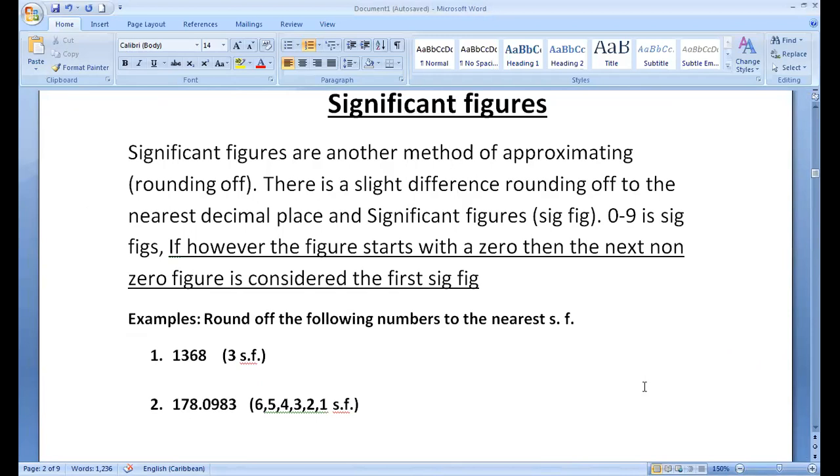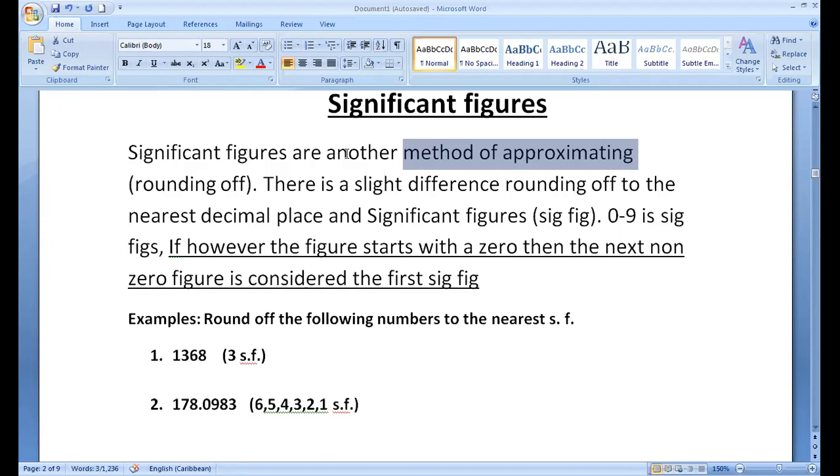So basically, when we're rounding off to the nearest significant figure, it's just another method of approximating. So for example, sometimes you can say round off to the nearest decimal place, the nearest 10, 100, to the nearest whole number. All right, one decimal place, two decimal place. So rounding off to the nearest significant figure is just another method of rounding off. And I believe last week we would have discussed the importance of approximation or rounding off. All right. And sometimes we use the term rounding up.